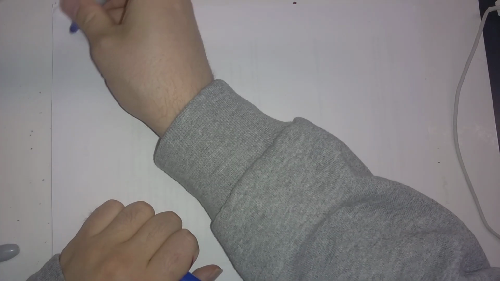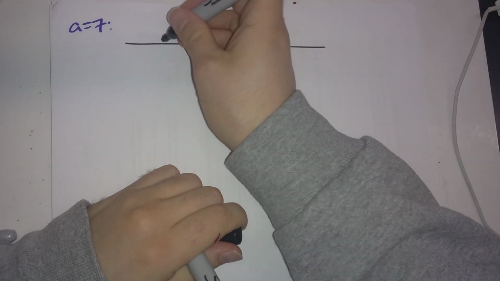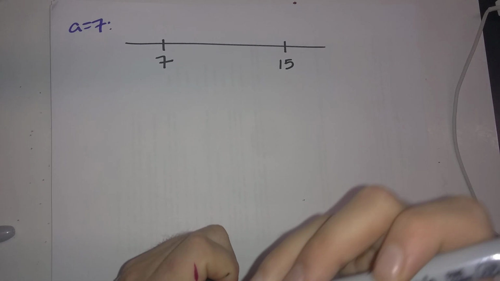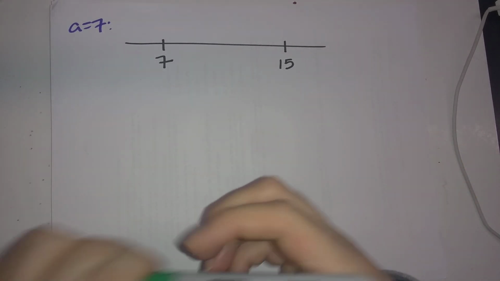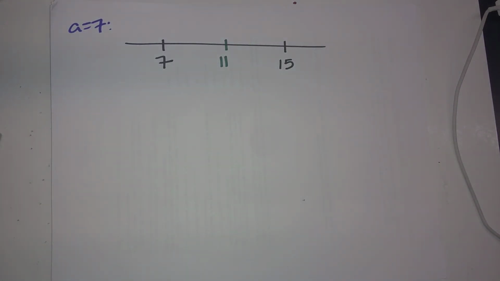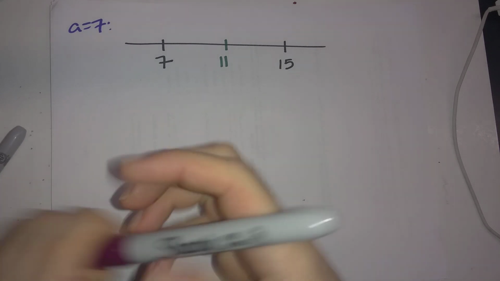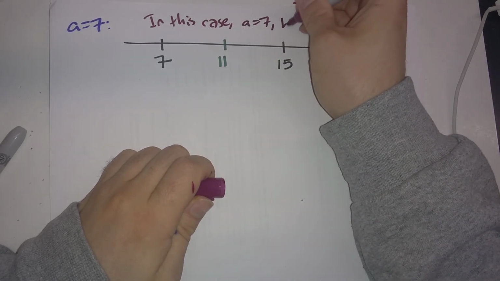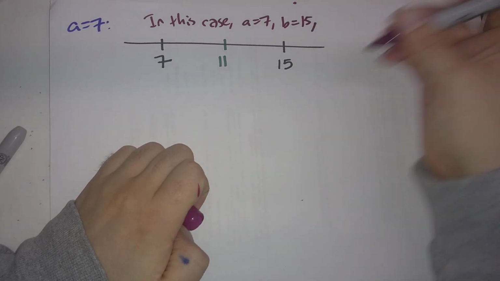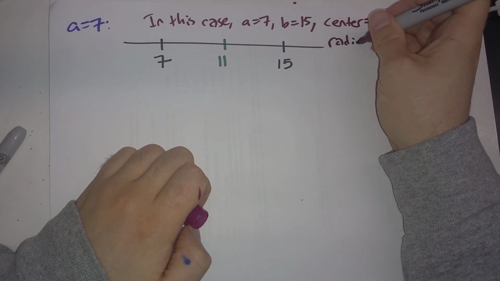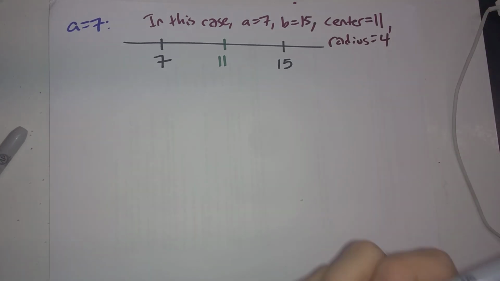So suppose that a equals 7. So the left endpoint is 7 here. In this case, we know our length is 8. So the right endpoint would be 8 plus 7, which is 15. The center would be halfway in between. That would be 11. So in this case, we have a equals 7, b equals 15, the center would be 11, and of course the radius of convergence would be equal to 4.